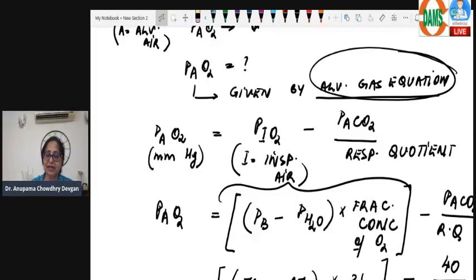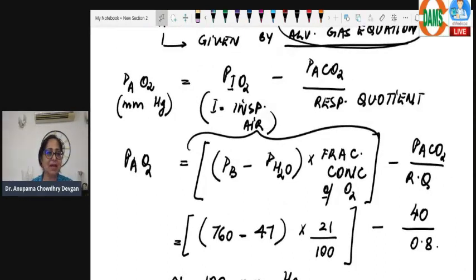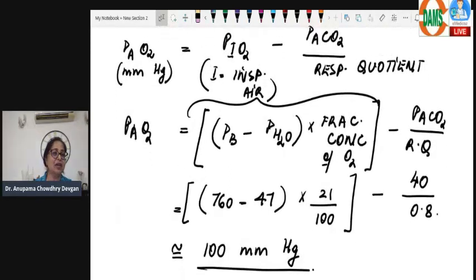PiO2, which is the inspired air, minus PaCO2 divided by the respiratory quotient. What is PiO2? This is atmospheric pressure minus the partial pressure of water vapor, multiplied by the fractional concentration of oxygen. If I solve this, it gives me 100. The point I'm trying to make is that the partial pressure of oxygen in the atmosphere was 160. By the time oxygen reaches the alveolus, it is reduced to 100 millimeters of mercury.